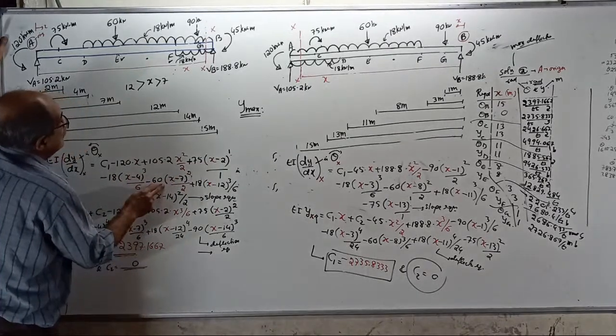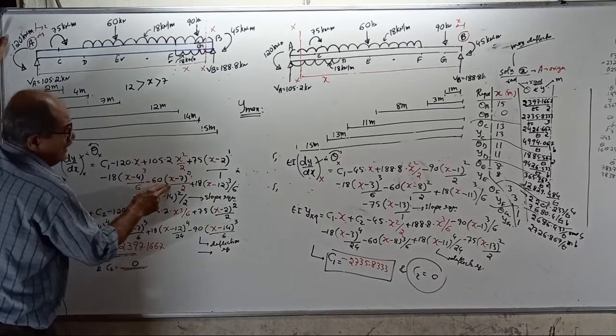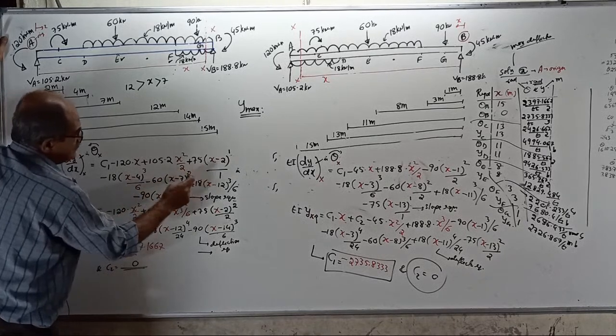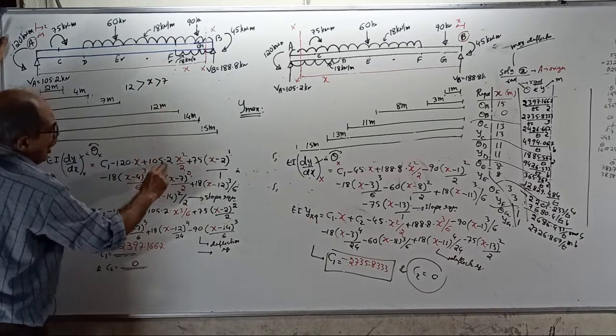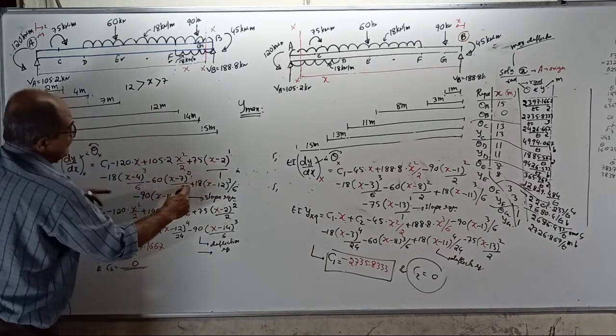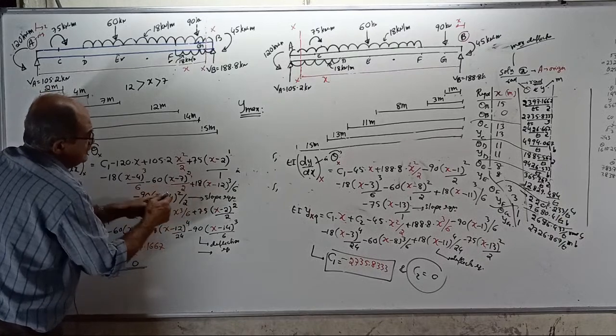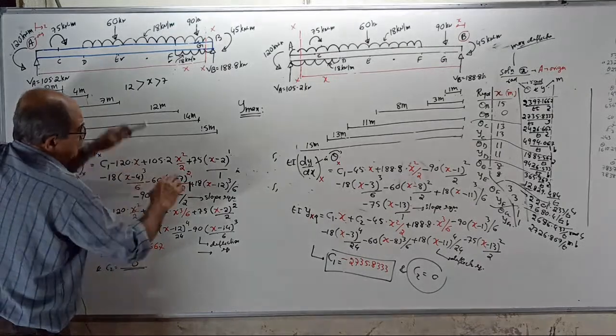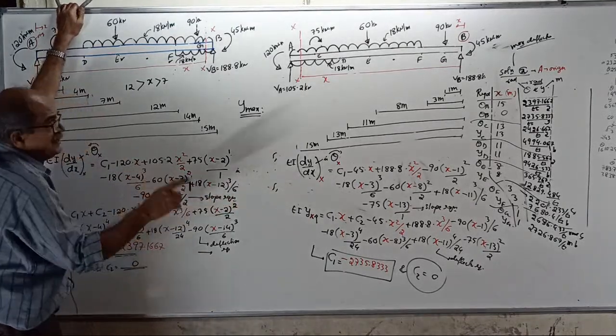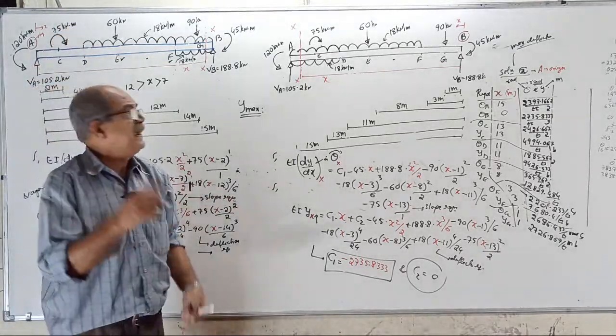No. No. No. Yes. Why? X minus 7. Yes. Stop here. Why? Since x is more than 7, x minus 7 is positive. But here you should stop. You should not use the further terms, because they will give negative inside the bracket.